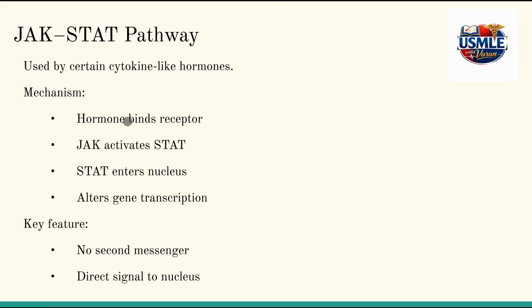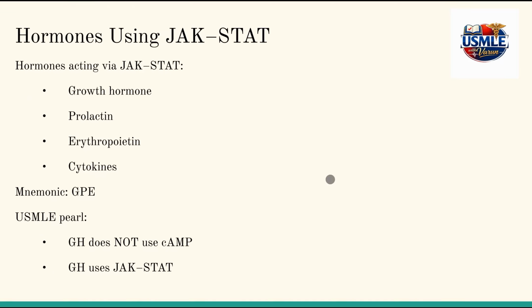The mechanism is that the hormone binds the receptor, this JAK activates STAT, this STAT enters the nucleus, and this alters gene transcription. There is no involvement of a second messenger and there's direct signal transmission to the nucleus. The STAT itself enters the nucleus and alters the gene transcription. This is mainly used by cytokine-like hormones.